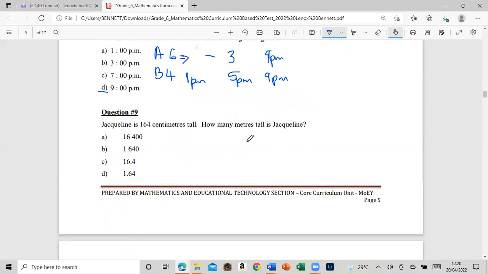All right, so now question 9 says Jacqueline is 164 centimeters tall. How many meters tall is Jacqueline? Now it takes 100 centimeters to make 1 meter. All right, so all we have to do is divide this 164 by 100. We have done this from grade 4.